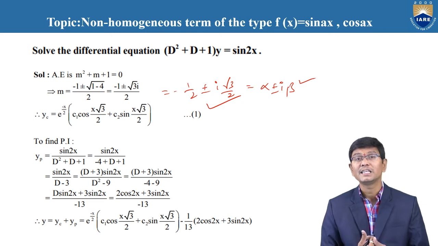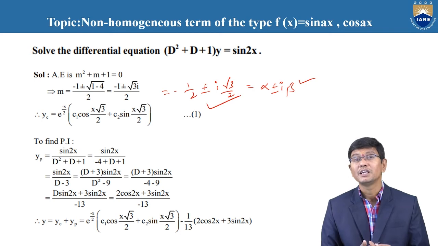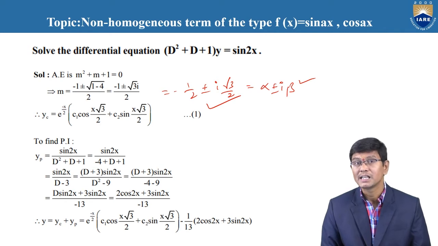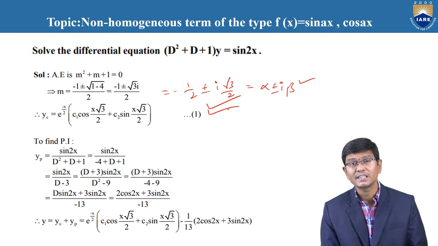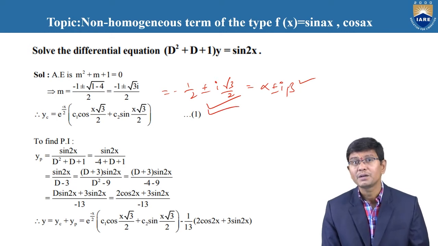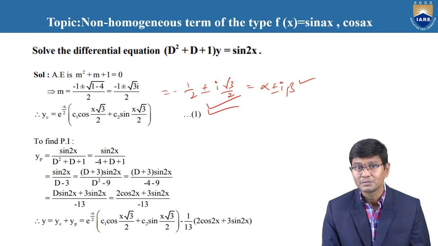Therefore, in case 3, by using the complex roots, yc is equal to e power of minus x by 2, that is e power of alpha x, into c1 cos beta x plus c2 sin beta x, which is c1 into cos root 3x by 2 plus c2 into sin root 3x by 2. Now we need to find the particular integral, that is 1 by f of D into Q, that is 1 by (D square plus D plus 1) into sin 2x.